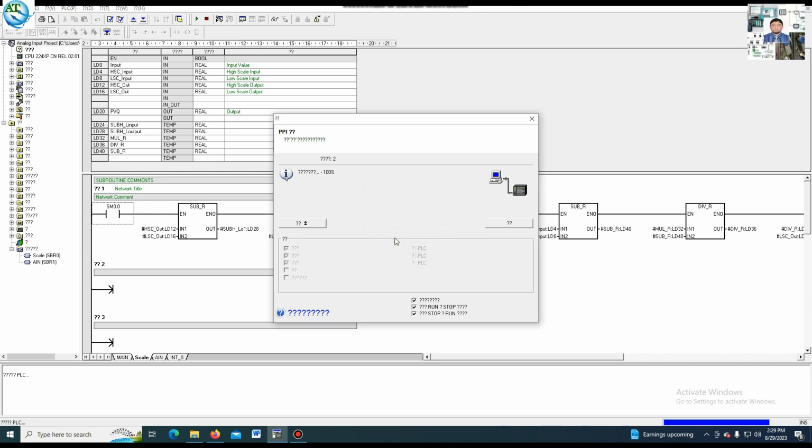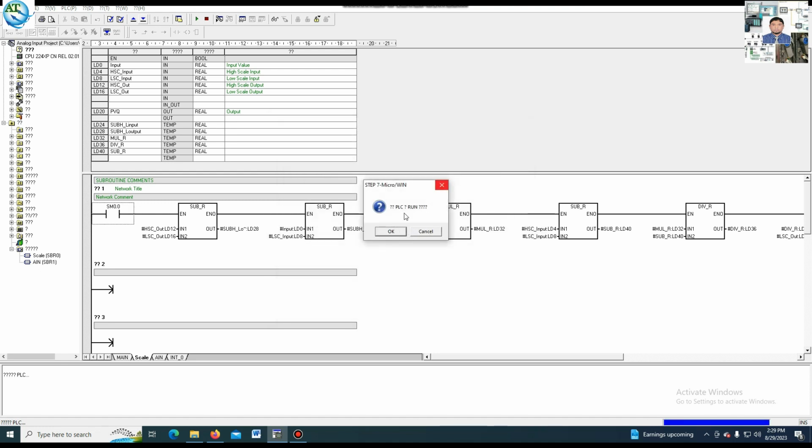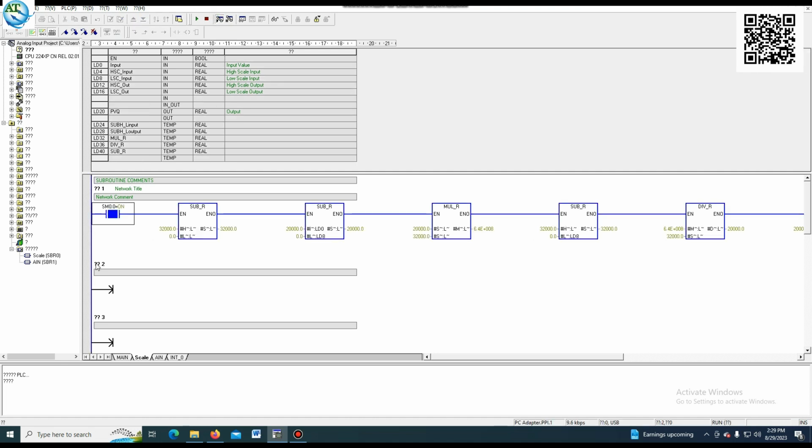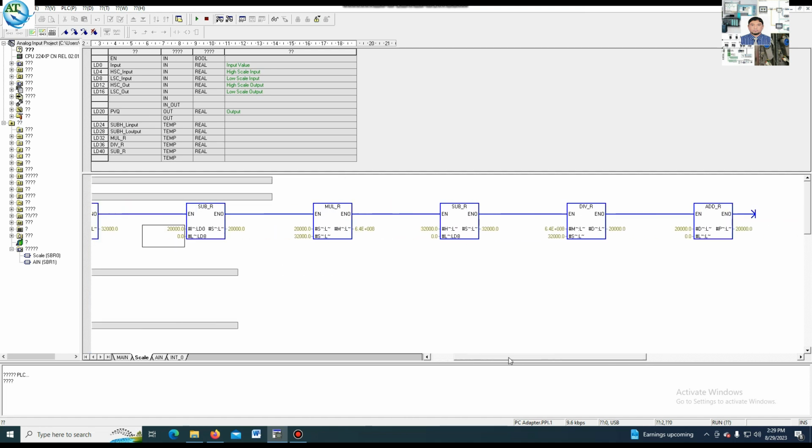The PC is running. You see, the program is downloading to the CPU. It asks about run mode, yes, press OK. Now I go to monitor mode to see whether it is working or not. You see, this program is active. If you put the input here, I have the input, force input, then the program will be active.